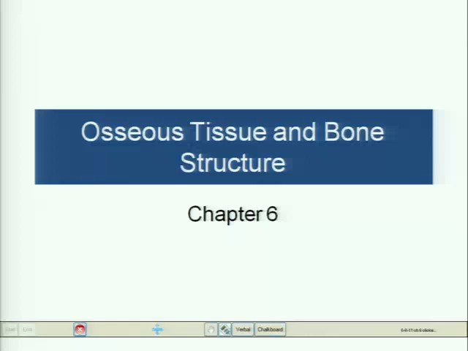Okay, so today we're getting into our skeletal system. That's going to be chapters, I think, 6 through 9. The very first one, chapter 6, is the structure of the bone and how it's built and remodeled. This is actually a pretty interesting chapter.